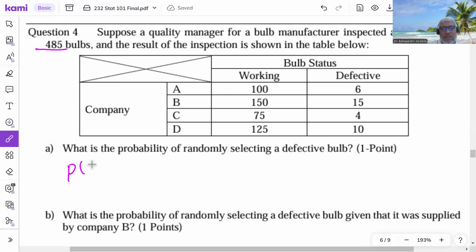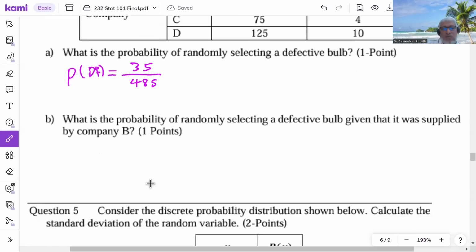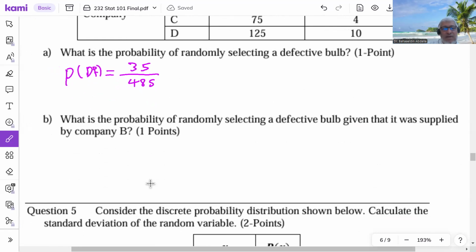So the probability that the bulb is defective, let us call it DF because we have D here. So this is the defective. Add all of these numbers, 6 plus 4 is 10, plus 15 is 25, plus 10. So we have 35 defective bulbs over the total number of bulbs, which is 485. So that's the answer. What is the probability of selecting a defective bulb?